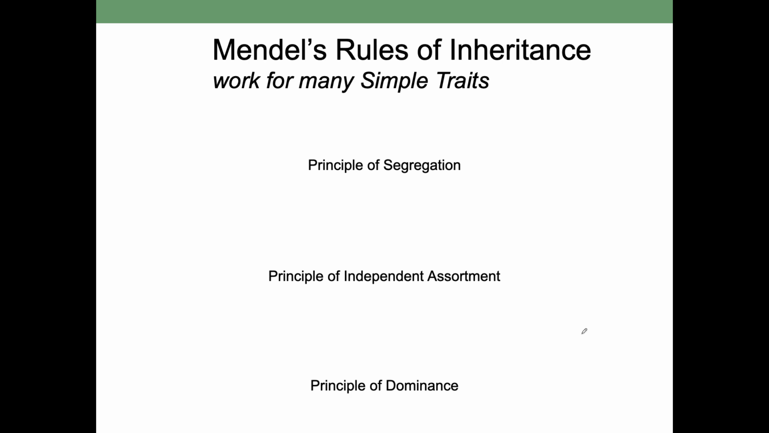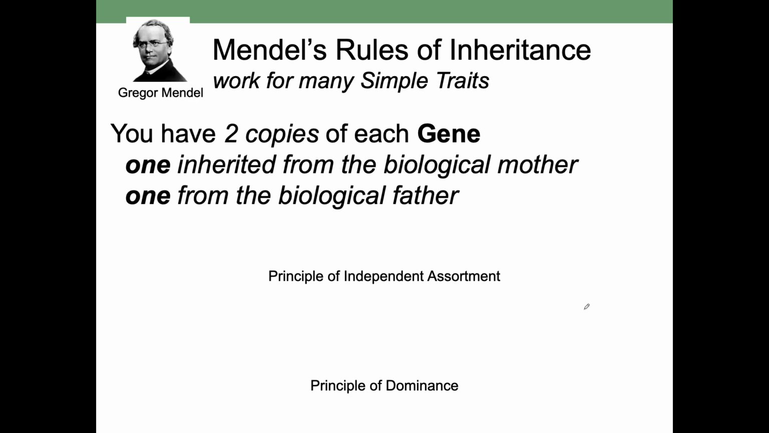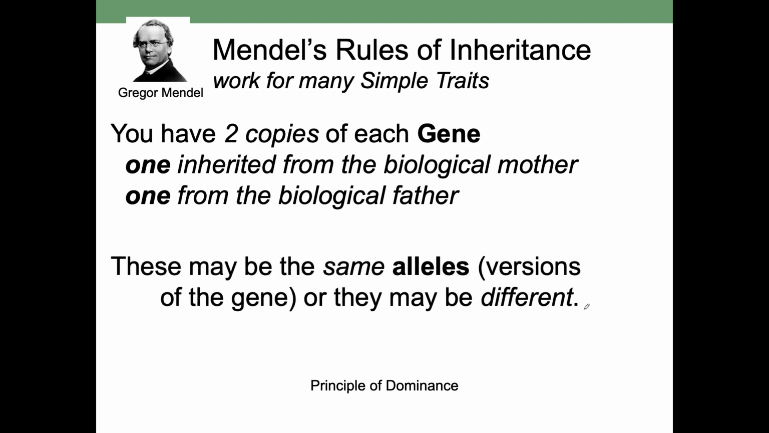Okay, so we talked about two of Mendel's principles. Remember, the first one is the principle of segregation, which stated a different way is that you have two copies of each gene. You get one from the biological mother and the other from the biological father. The principle of independent assortment states that these two genes that you get could be the same alleles, or they could be different, depending on what your parents have themselves. So if they're the same alleles that you get, then for that particular trait, you'll be a homozygous individual. If you have two different alleles, you'll be a heterozygous individual.